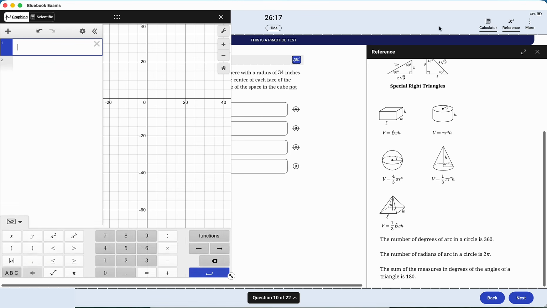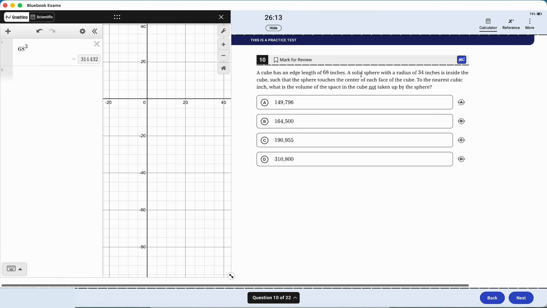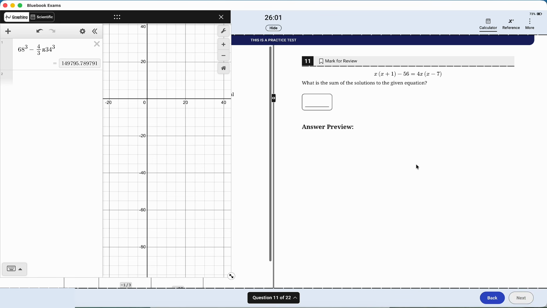So here, it would just be 68 cubed to find the volume of the cube. And then we've got to take away the sphere. So 4/3 pi, and then it's r cubed for the sphere, so it's 34 cubed. We could just type that in like that. Here's our number. That matches A. We're done.